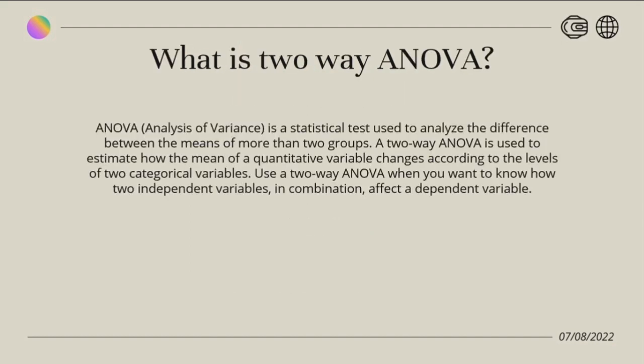what is two-way ANOVA? ANOVA, analysis of variance, is a statistical test used to analyze the difference between the means of more than two groups. A two-way ANOVA is used to estimate how the mean of a quantitative variable changes according to the level of two categorical variables. Use a two-way ANOVA when you want to know how two independent variables in combination affect a dependent variable.